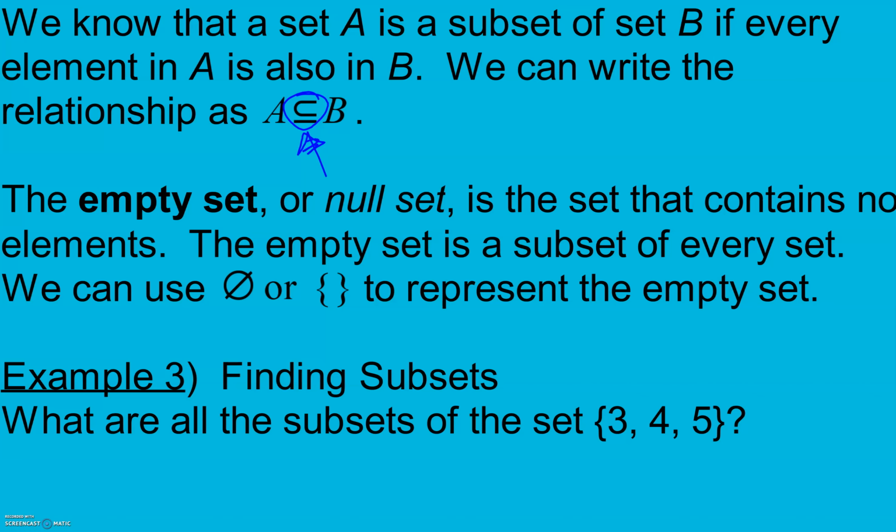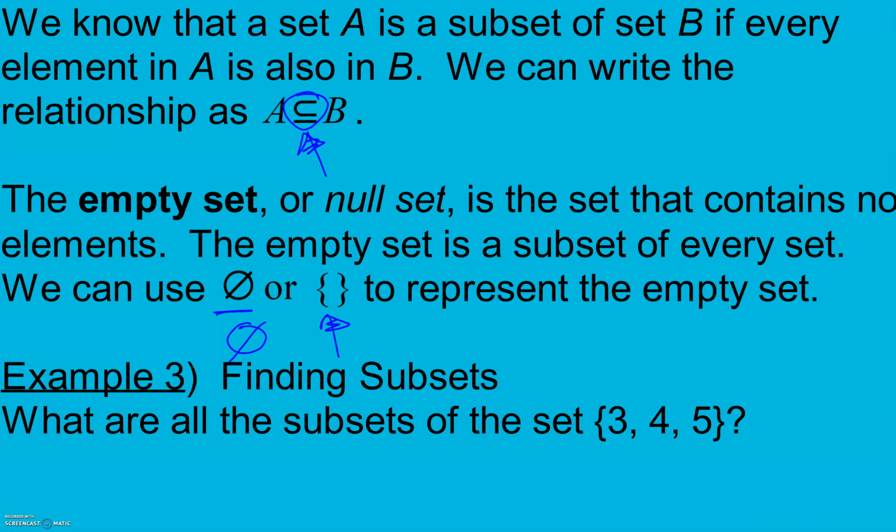Okay, so every element in A, E, I, O, U, is included in B, the entire alphabet, so A is a subset. The empty set or null set is a set that contains no elements. The empty set is a subset of every set. So if we were talking about B being the set of alphabet and a subset being any number that's in there, that would be an empty set. There's nothing in both of those. Okay, nothing in A that's also in B. So our set would be empty.